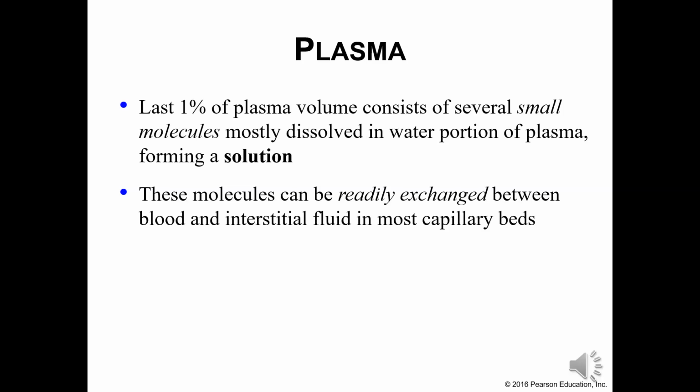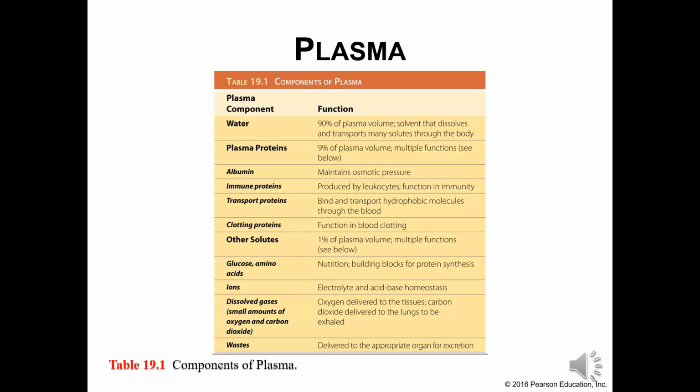And then the last 1% of your plasma volume is primarily small molecules that are dissolved in solution, which form most of your electrolytes, like sodium and potassium and calcium and so forth. Those molecules are generally readily exchanged between the blood and the interstitial fluid in your capillary beds. So this table, 19.1, gives you a list of all of these components of your plasma, their approximate percentage, and their functions within the plasma.